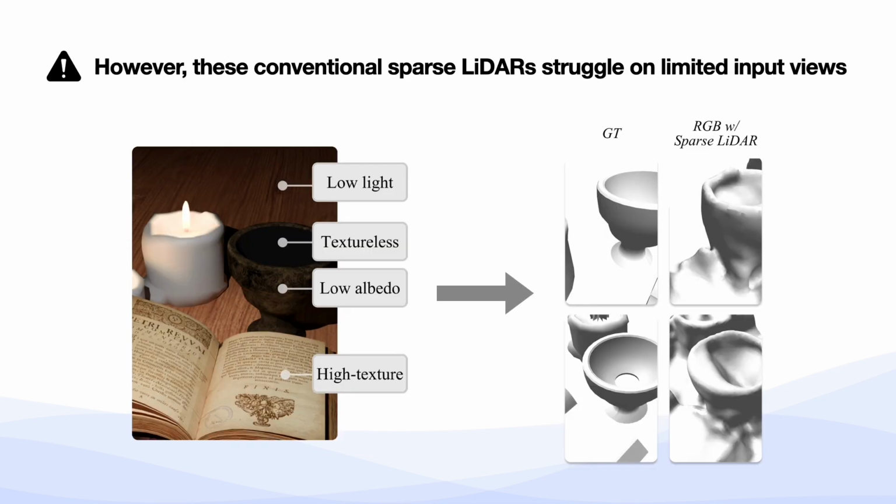However, these conventional sparse LiDARs might struggle when there's limited input views to your 3D reconstruction. For example, LiDAR might be providing the primary depth cues in this scene's low light, low texture, and low albedo regions. However, because the sparse grid of projected dots doesn't sufficiently cover the scene on limited input views, the resulting 3D reconstruction has poor geometry estimated in these low texture and low light regions.